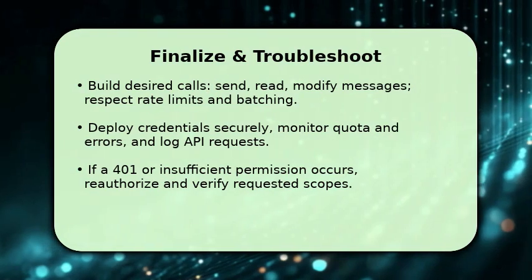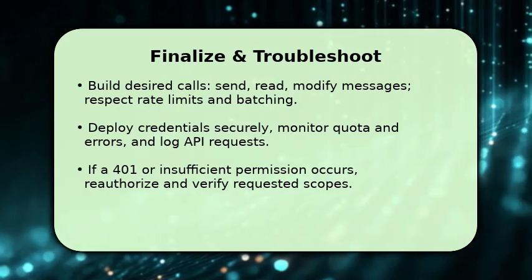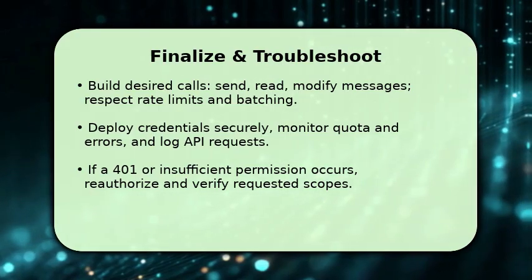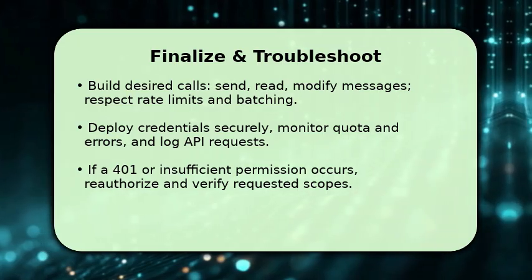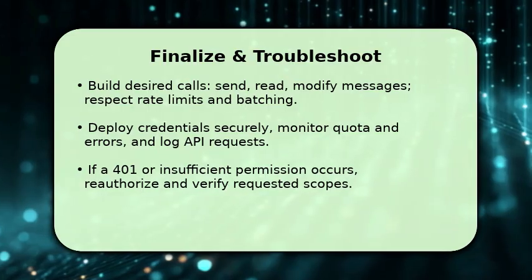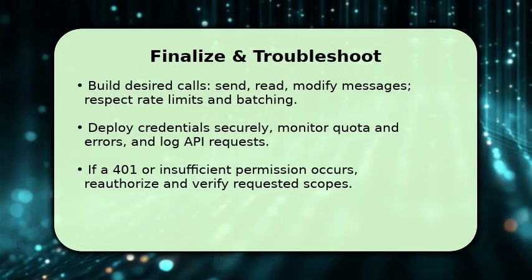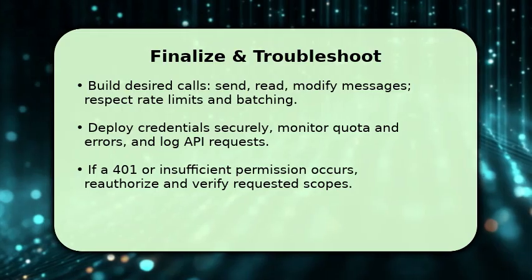You finish by implementing the actual Gmail operations, sending messages, reading threads, or modifying labels, while batching requests and respecting quotas. Deploy your app with credentials stored securely and enable monitoring and logging to catch API errors early. Make sure retries and exponential backoff are in place for transient failures.